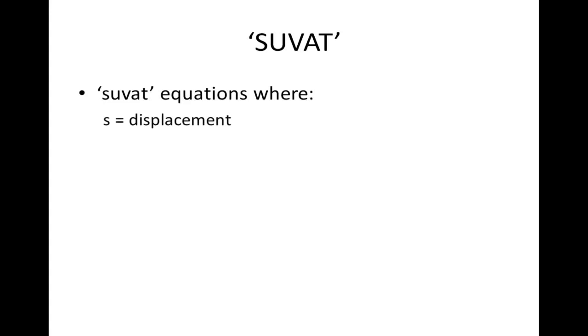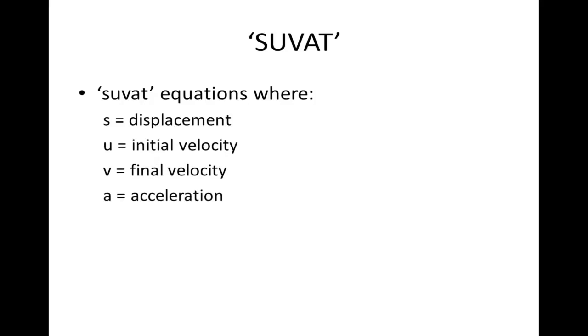These equations are normally dubbed the Suvat equations. That is because Suvat is an acronym for the variables which are used in these equations, where S is the displacement, U is the initial velocity, V is the final velocity, A is the acceleration, and T is the time.